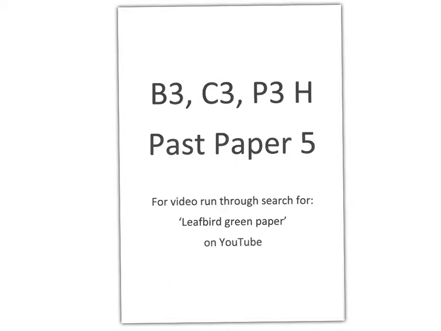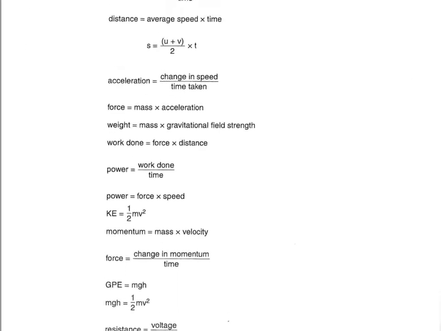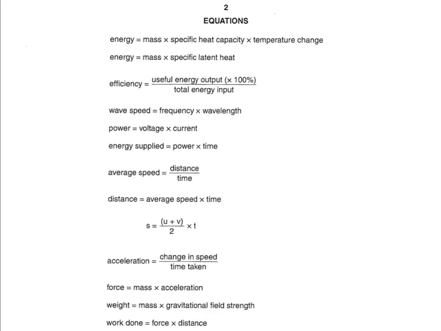So this is the B3C3P3 higher past paper 5. Remember, you've always got this equations table in the front of your paper. Make sure you use it, particularly in the physics section where quite a few of the marks are just choosing the right equation and then plugging your numbers in.